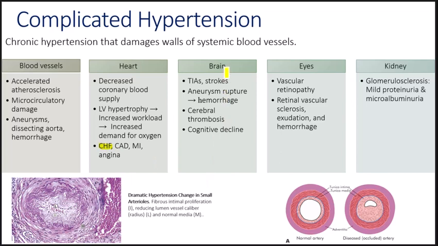People with complicated hypertension are more likely to suffer a transient ischemic attack or a stroke. If they do have an aneurysm, it's more likely to rupture in the brain. They might form clots within the brain. And because of all of these changes to the cerebral tissue, it can lead to cognitive decline. People with high blood pressure are also more likely to have disease of the vessels within the eyes, which can impact their ability to see. They can have hardening of the vasculature within the eyes.